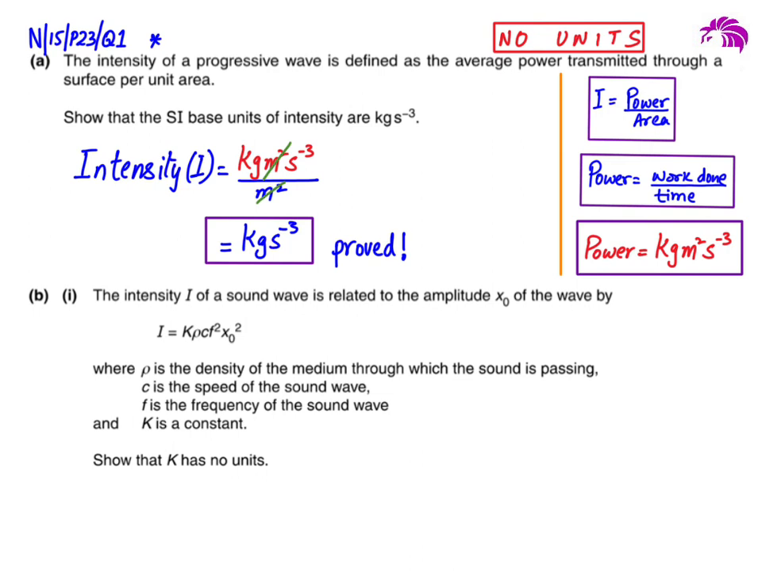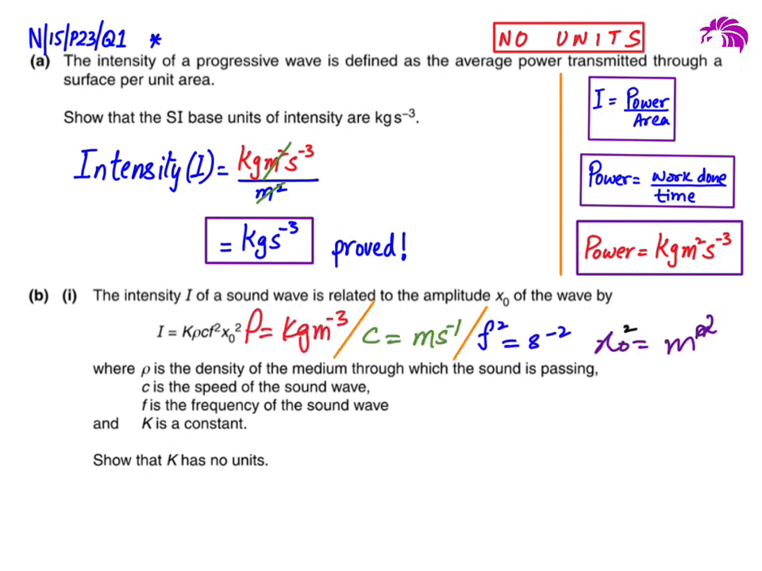Now the next part says that the intensity I of a sound wave is related to the amplitude x naught. I is equal to k rho c f squared x naught squared. So rho is the density, c is the speed, f is the frequency, and k is a constant. We need to show that k has no units. In order to do that, we need to first know all the units.